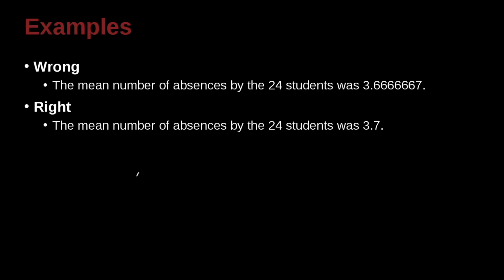The mean number of absences by the 24 students was 3.66666667. Now in this case, it's not really a hard and fast rule. It's just a kind of rule of thumb. But this number here is bigger than 10, so that's okay. We go ahead and we write the number. But what about this number here, this 3.66? Why do we need to change that to be 3.7?